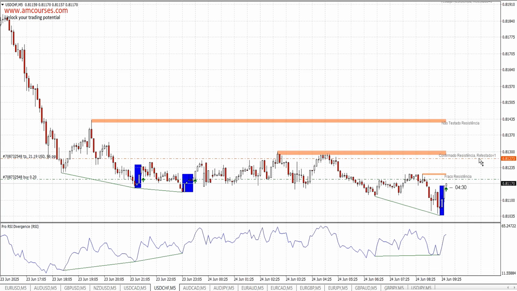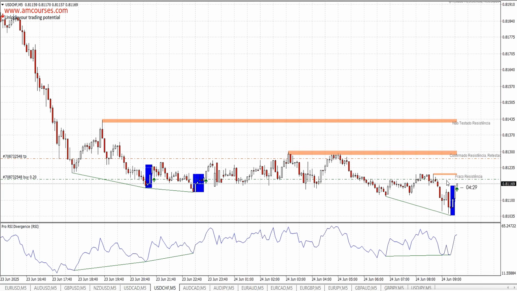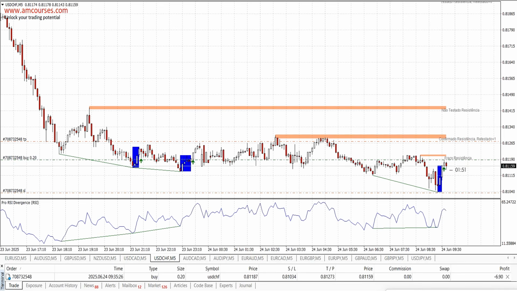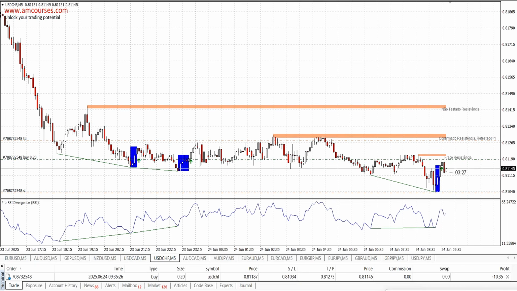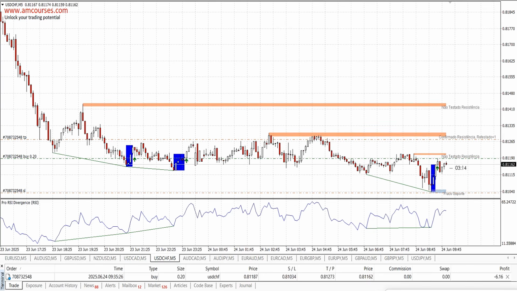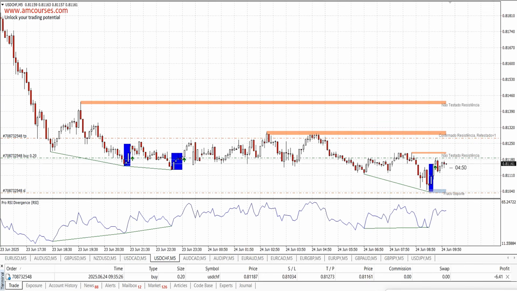All right, traders, now let me walk you through a real buy trade I took using the RSI Divergence Signals Indicator. Let's break it down step by step. Step 1. Spotting bullish divergence. As you can see here, the price was making lower lows, but look at the RSI indicator at the bottom. It was making higher lows. That's a clear bullish divergence, which signals a potential reversal or bounce from the downside.